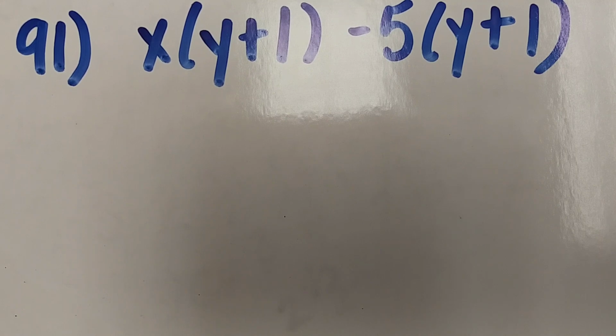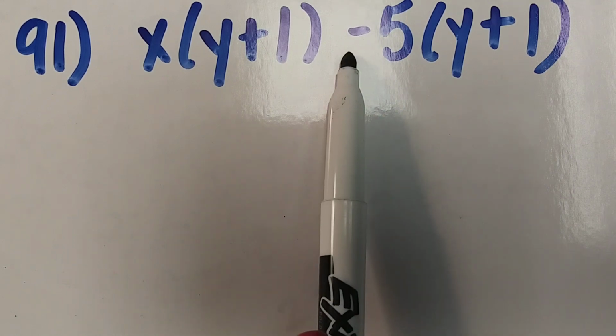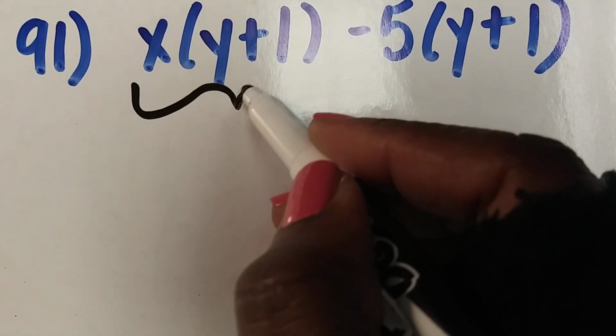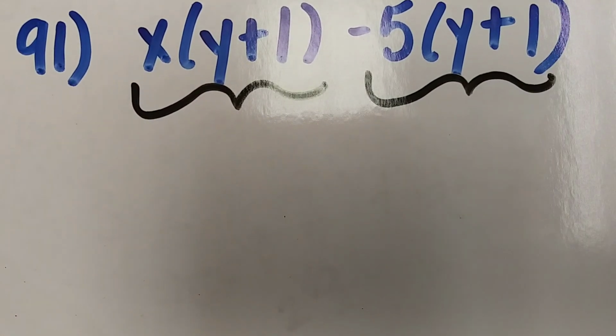So I want you to pay attention to that. I would have 4 terms if I distribute out that x and that negative 5. But I don't want to do that. That's too much work. I want to look at 91 in parts. My parts, again, will be separated by the plus and minus sign. I see a part here, and I see a part here.